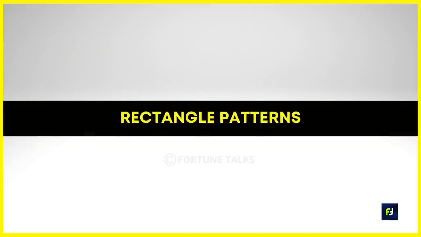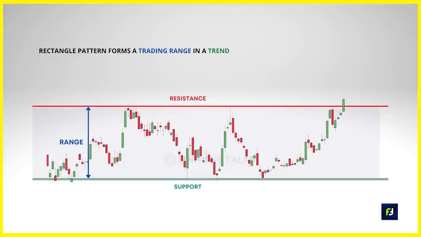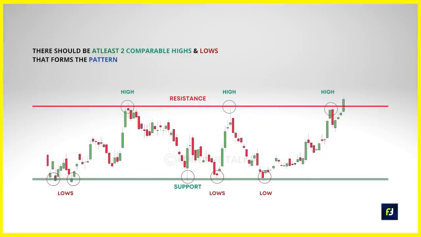Now moving to our fourth category of patterns, the rectangle patterns. The rectangle formation is a classical chart pattern established by horizontal lines, which represent the important support and resistance. Now this is a continuation pattern that forms a trading range during a pause in the current market trend. It is quite easy to identify the pattern because it has at least two comparable highs and two comparable lows.